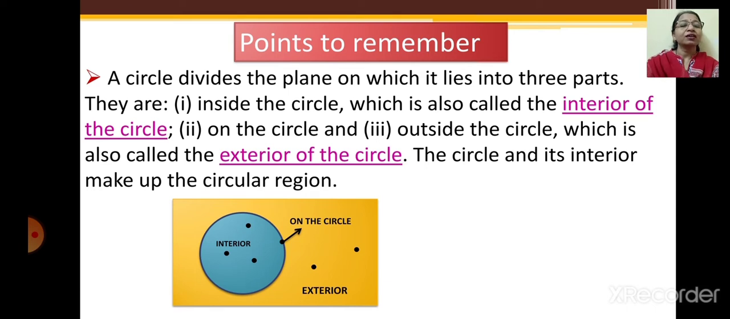Remember, all those points whose distance from the center is greater than radius, all such points lie in the exterior of the circle. Children, remember this. So in this way, circle divides the plane in 3 parts. So this can be asked in fill in the blanks.